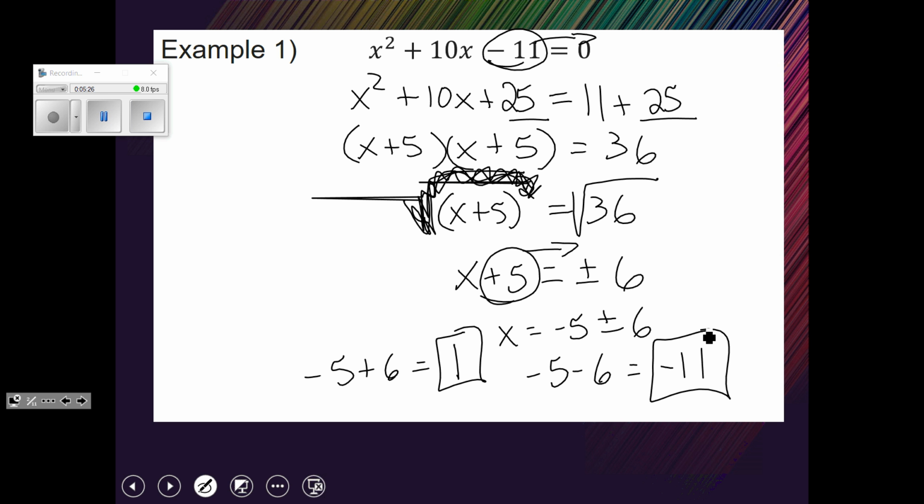Now, did anybody look at the original problem and say this one was factorable? And what are the factors? If you look at the original problem, what are the factors? If I factored that, that would be x plus 11 and x minus 1. But if the factors are 11 and negative 1, what are the actual answers or solutions or zeros? 1 and negative 11. Okay, and that makes sense to us.